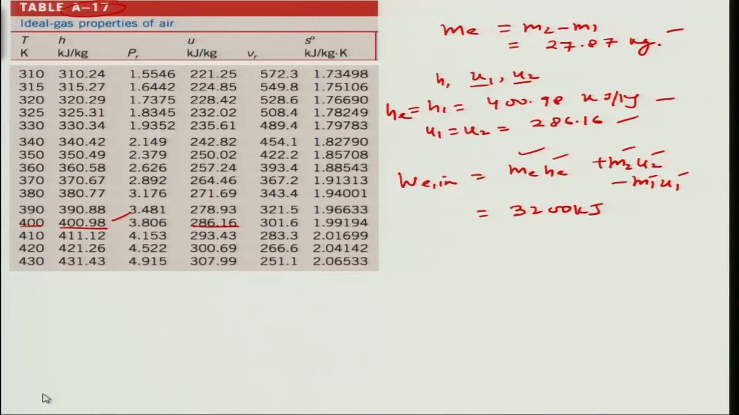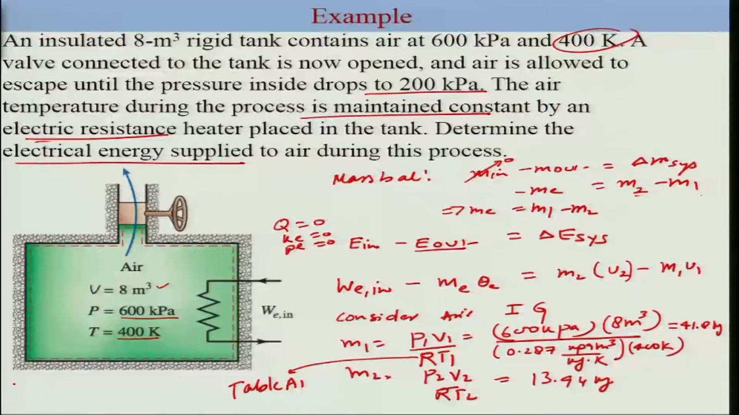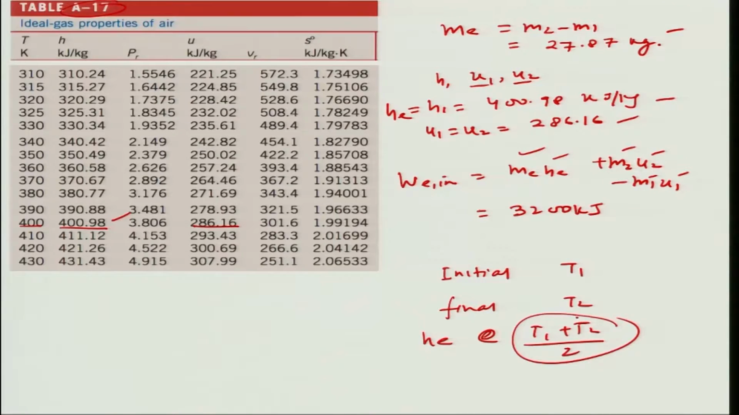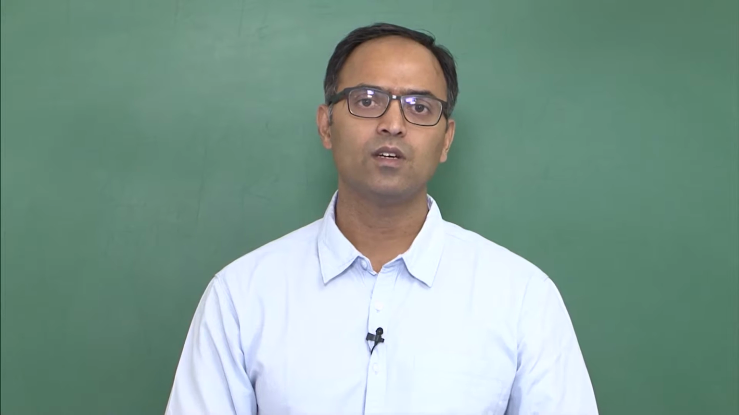If for example in this case we have maintained the temperature at 400 Kelvin, if there was a case where the temperature was changing, then let's say the initial temperature could have been T1 and the final temperature could have been T2. Then what we could have done is at the exit condition we could have calculated h e at T1 plus T2 by 2 to evaluate the property, and this would have given reasonably accurate calculations in terms of the values.